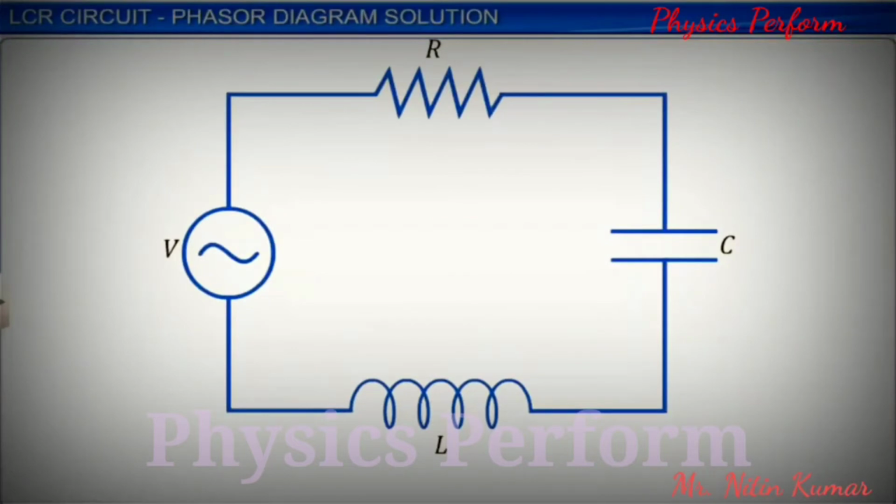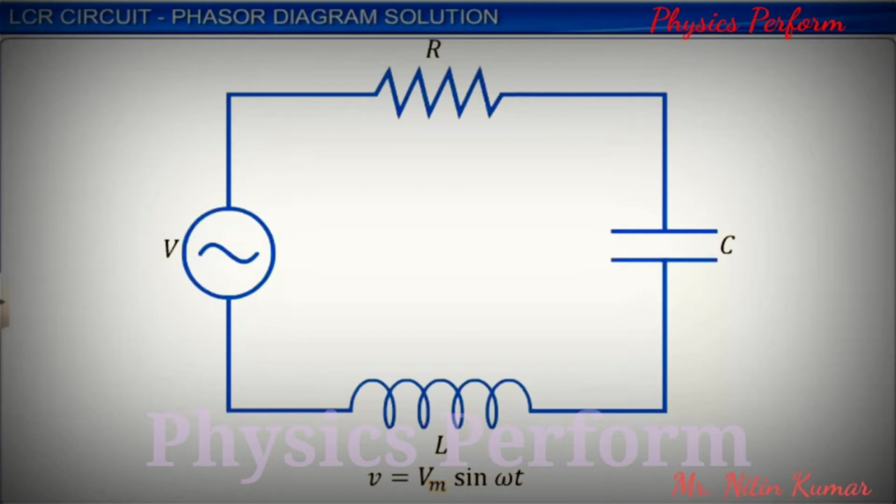Consider a circuit comprising of a resistor of resistance R, a capacitor of capacitance C, and an inductor of inductance L connected in series to an AC source with voltage V equal to Vm sin omega t. Here, Vm is the maximum applied AC voltage and omega is its angular frequency. As per the convention being used, subscript m denotes maximum value or amplitude of the quantity being considered.